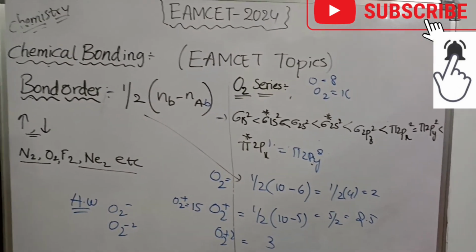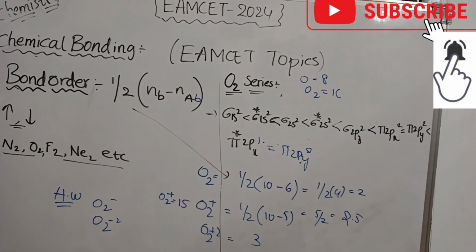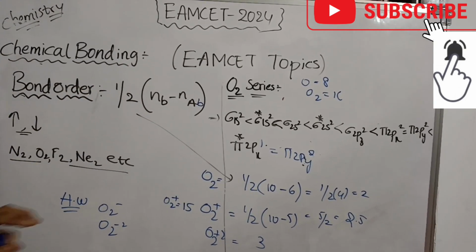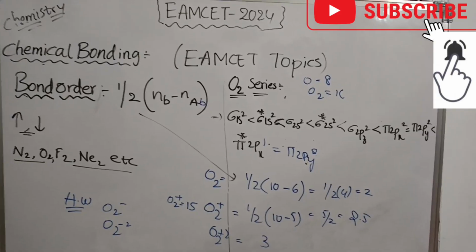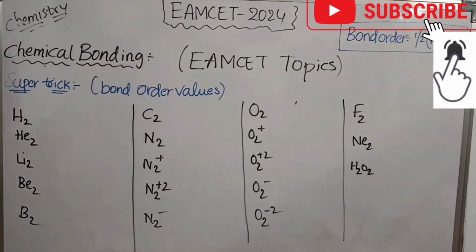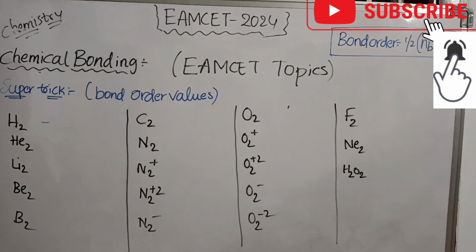Okay, so the O2 series is more important than the N2 series. They are giving it mostly in every shift. This question is a common thing, so please learn it carefully. Now I will tell you a simple shortcut that is very important. Okay, so now we'll see a super trick for bond order values. You just should know about numbers. That's it. So here see, no need of writing all the configuration in exams.